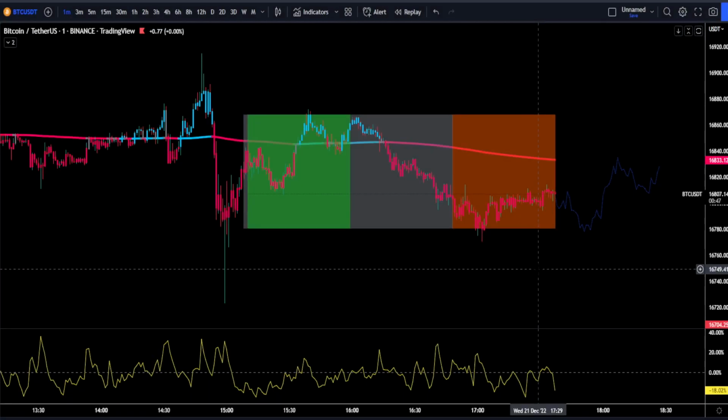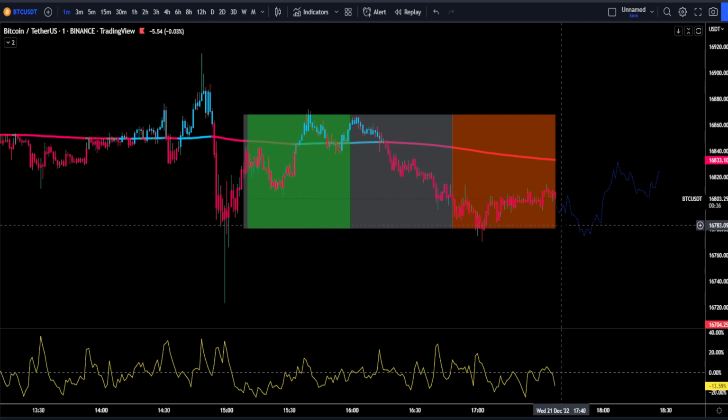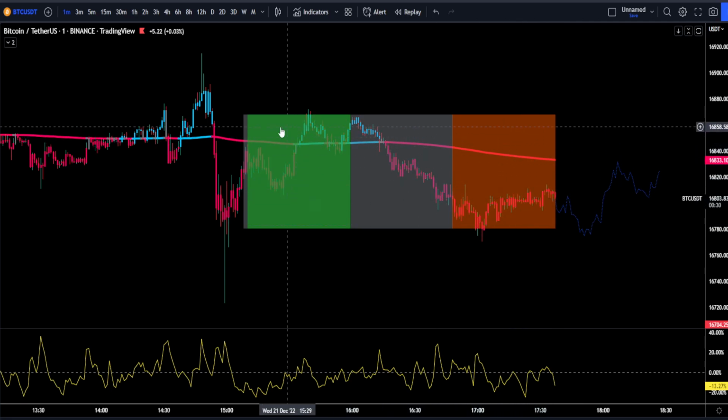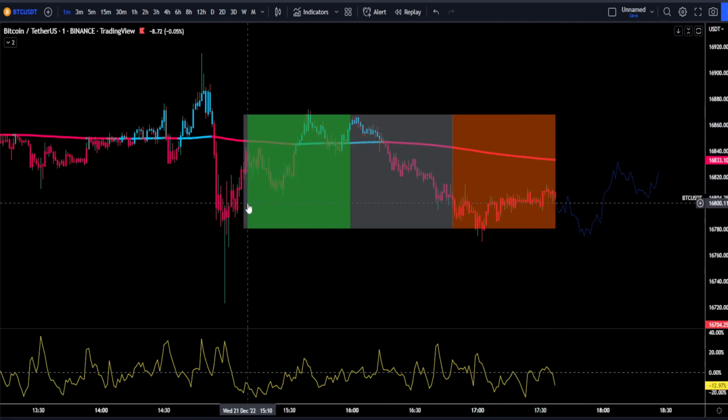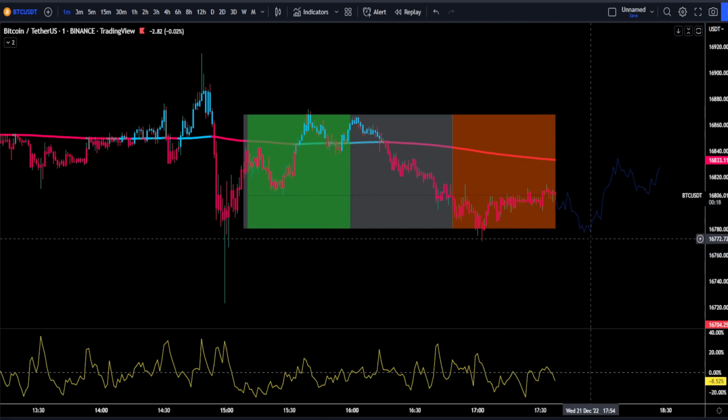Overall, this seems like such an interesting and advanced indicator. I think that the author of this indicator did a really good job creating it. By combining this indicator with the other two that we have added to our chart, we are able to create a very profitable strategy alongside using this.